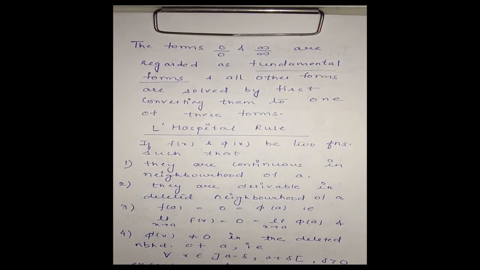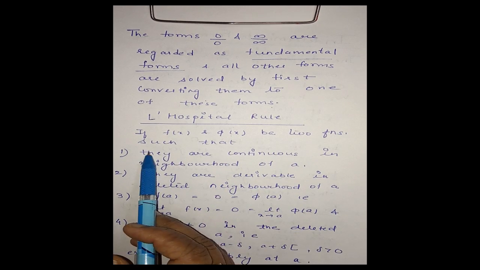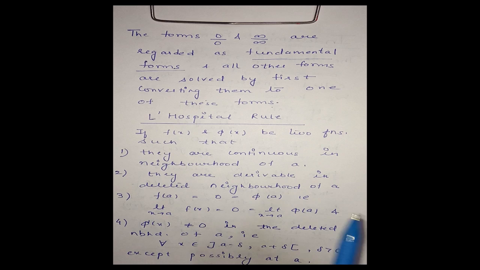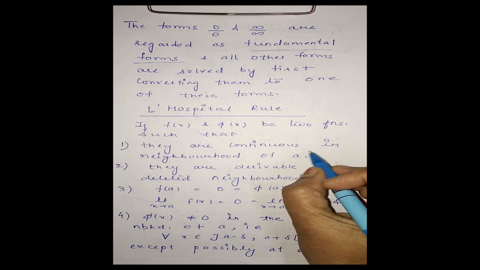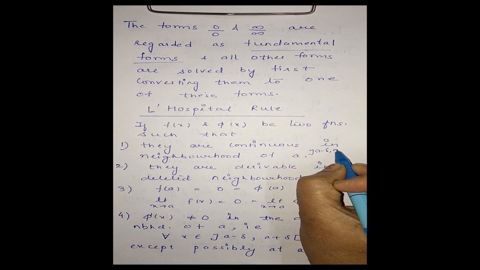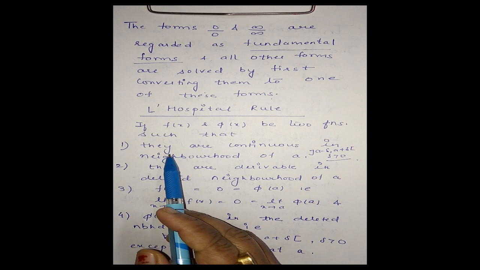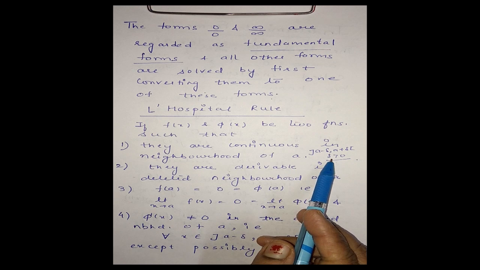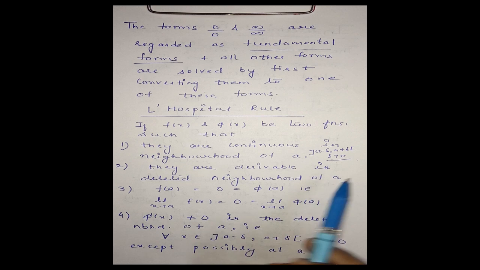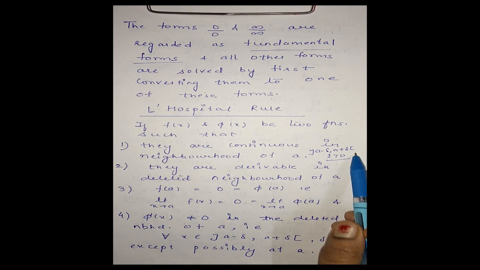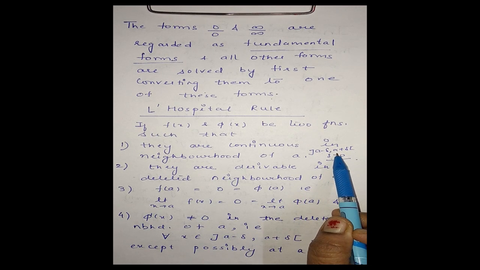The rule says that if f of x and phi of x are two functions such that first, they are continuous in the neighborhood of a. Neighborhood of a means we have an open interval around a. Let it be open interval a minus delta, a plus delta, where delta is any small positive number. Then first condition is that they are continuous in the neighborhood of a. Second, they are derivable in the deleted neighborhood of a. Deleted neighborhood of a means open interval a minus delta, a plus delta, where delta is a positive number, except at the point a.